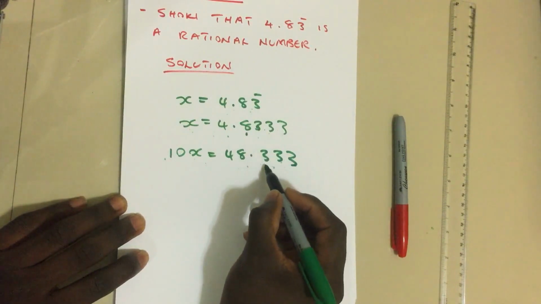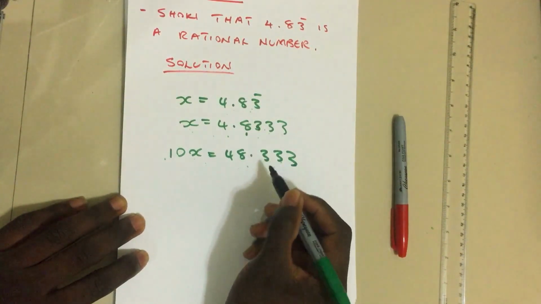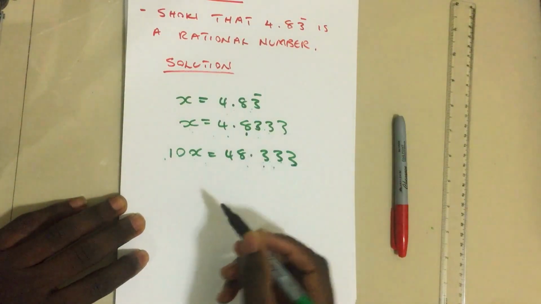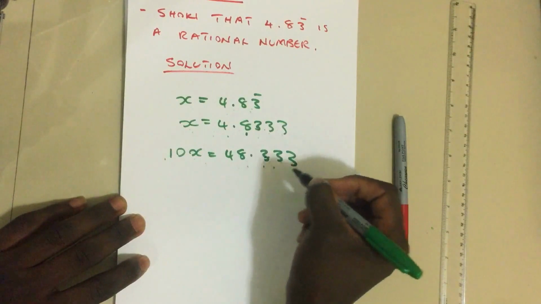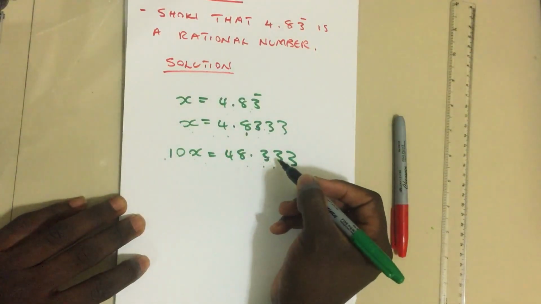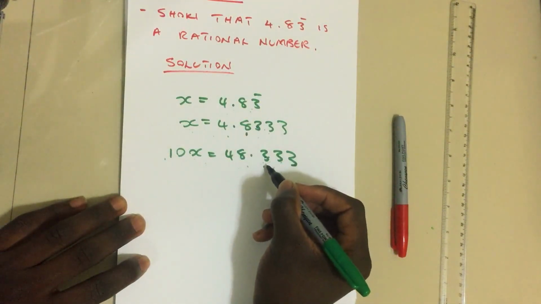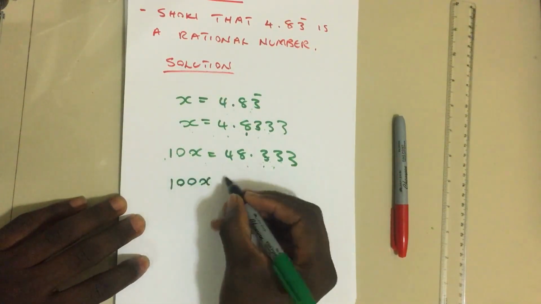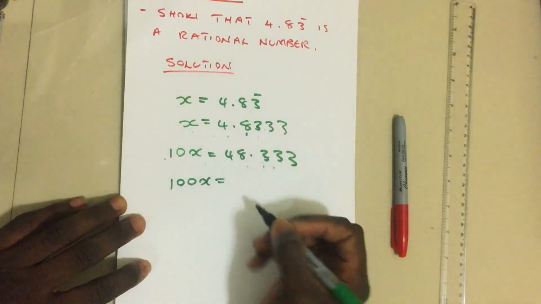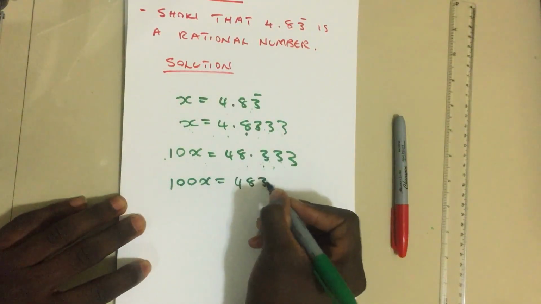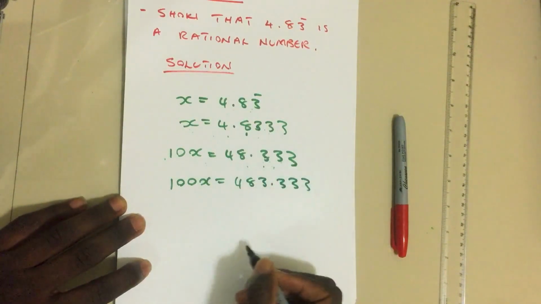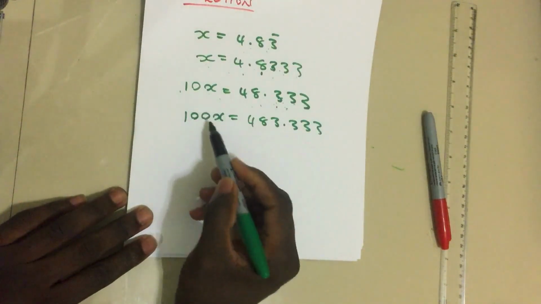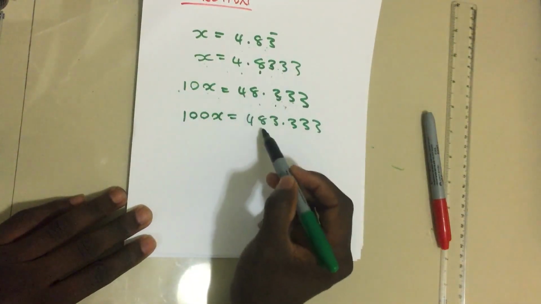The next step is for us to also get the repeating block to the other side. The only repeating block here is 3, so it's just 1 decimal place. So we multiply both sides by 10 again. If it was 3131, to get the 31, we'd need to multiply both sides by 100. In this case it's just 1 decimal place, so 10 times 10 gives us 100x, and 10 times that gives us 483.333.